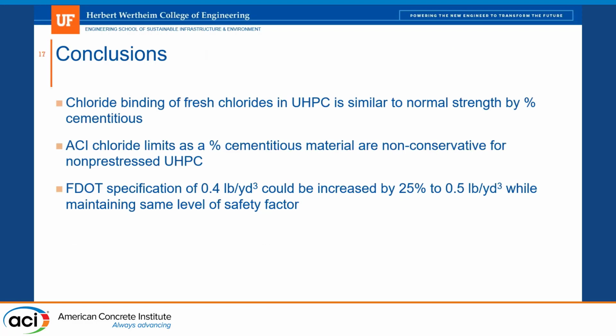So in conclusion, the chloride binding of fresh chlorides in UHPC is similar to normal concrete by percent of cementitious material, and the ACI chloride limits as percent of cementitious material are non-conservative for non-prestressed concrete. So also the FDOT spec of 0.4 pound per cubic yard could be increased by 25% up to 0.5 pound per cubic yard, while maintaining the same level of safety factor.